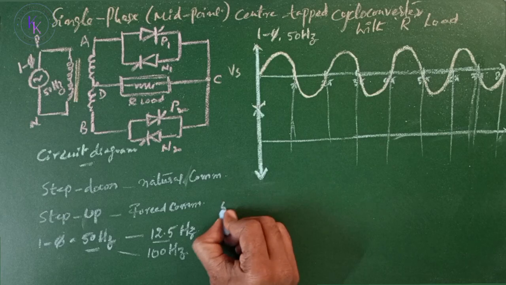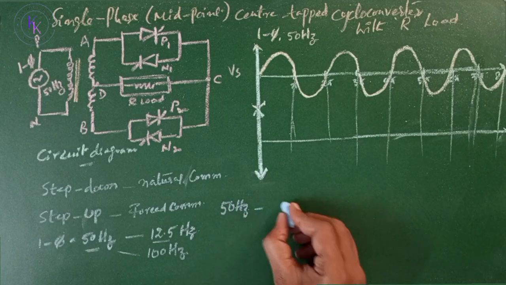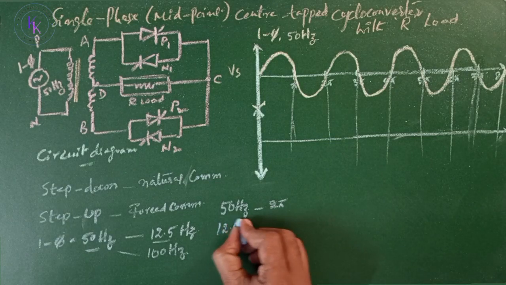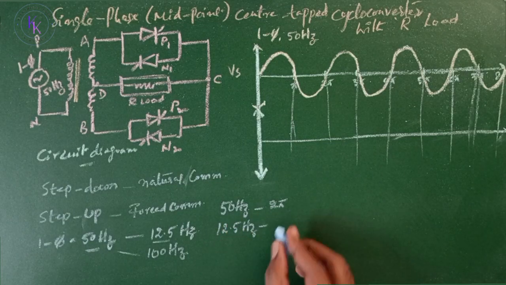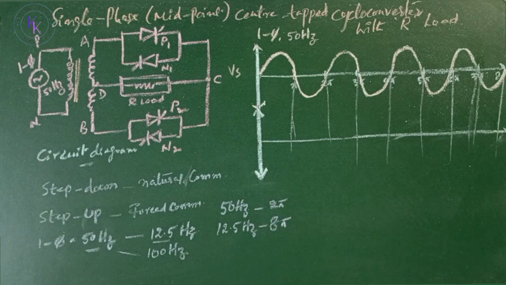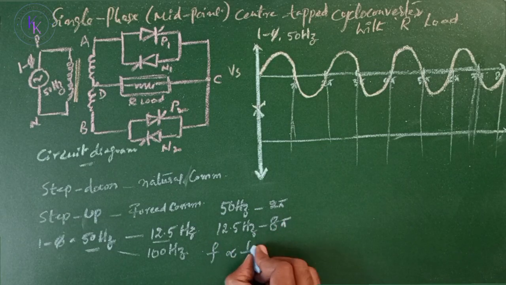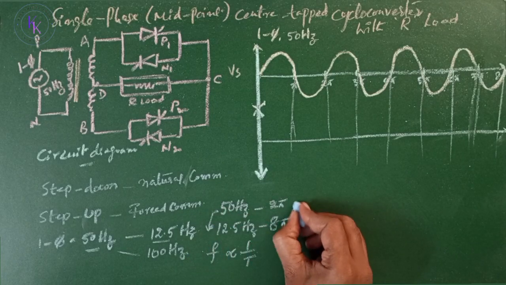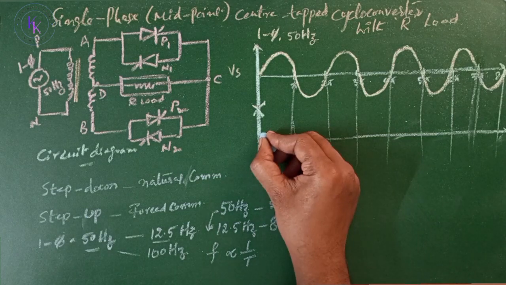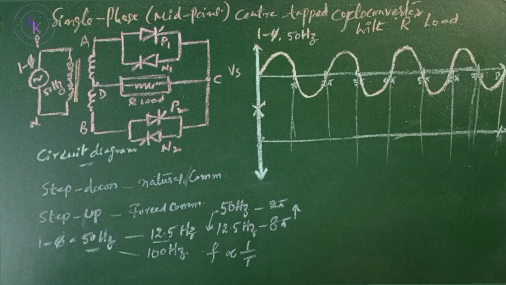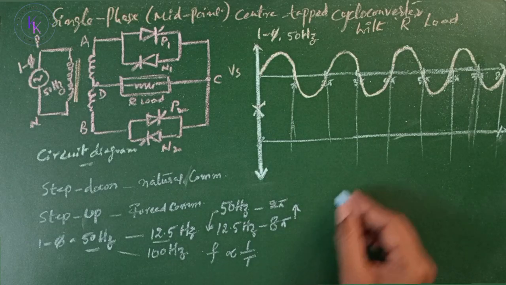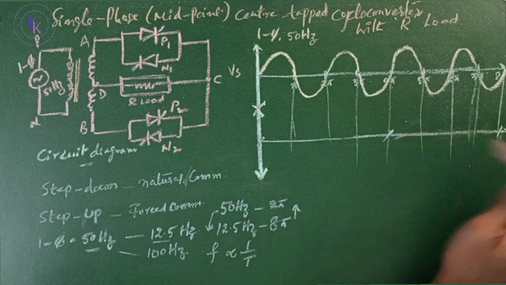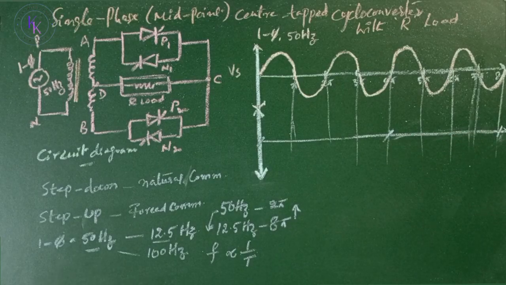To step down 50 Hz into 12.5 Hz: now we have 50 Hz frequency, so at time interval of 2 pi one cycle is completed. Then for 12.5 Hz, one cycle should be completed over 8 pi. Frequency is inversely proportional to time. So this is 4 times less, so this should be 4 times more, which means from here to here one wave should be completed, in which up to 4 pi a half cycle should be there, and from 4 pi to 8 pi another half cycle should be there.